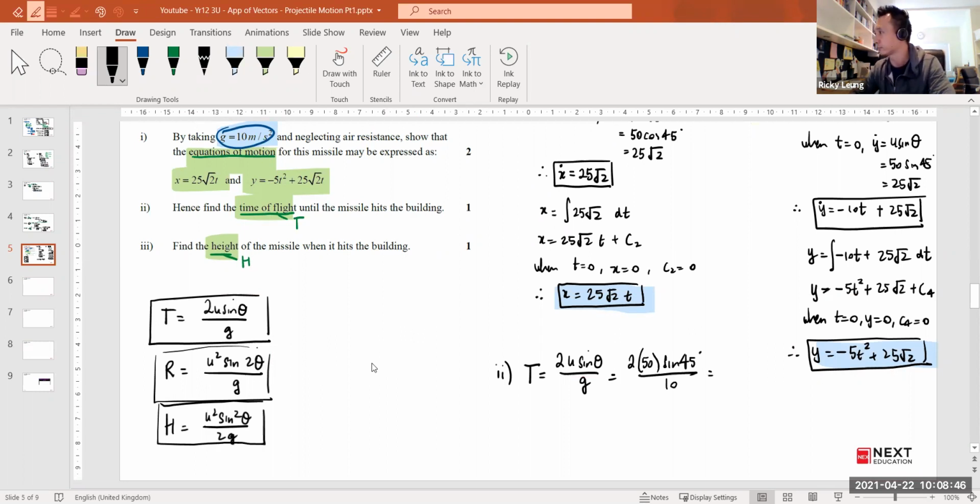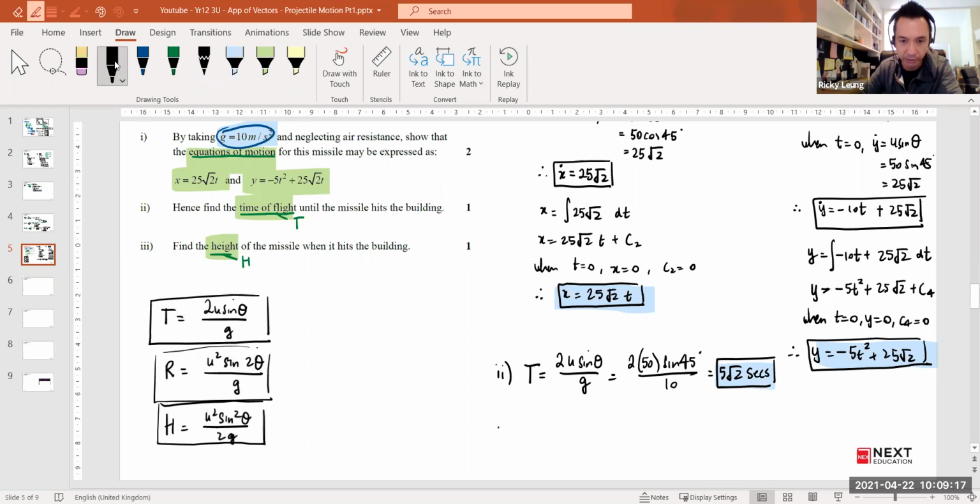So what's that? If I punch it in the calculator, that's 100 sine 45 over 10. So 5 root 2, is it? Seconds. Can you check that for me, please? Let me have a quick gander to see whether it's available. No, it's not in the solutions. Strange, they didn't do the solutions. That's okay. Yeah, I think it's 5 root 2.